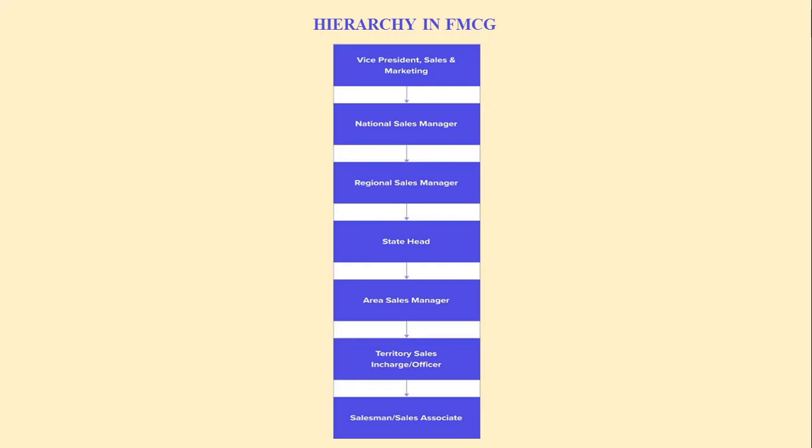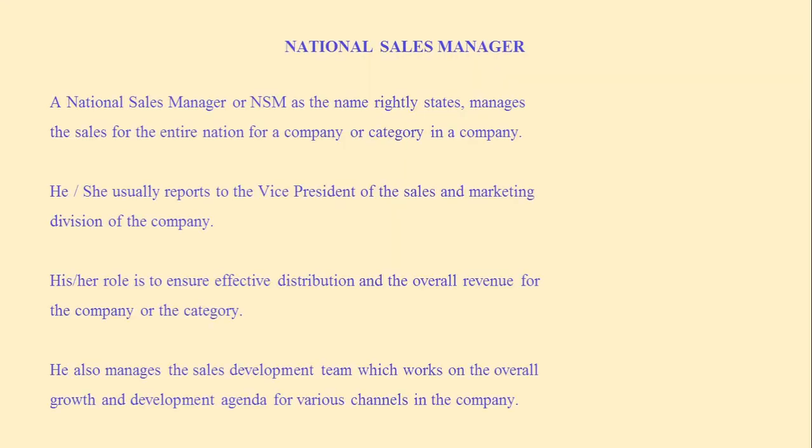NSM also manages the sales development team, which works on the overall growth and development agenda, various channels of the company. इसका मतलब क्या है? नेशनल सेल्स हेड को सपोज़िंग एक टारगेट है हाइपोथेटिकली 500 करोड़ का, तो 500 करोड़ target has to be achieved by the NSM. Can NSM alone get this achievement done? Of course not. He cannot go to all parts of the country and sell every unit of the company's produce. He cannot do that. He has a team, so he breaks his target and gives it down the line.